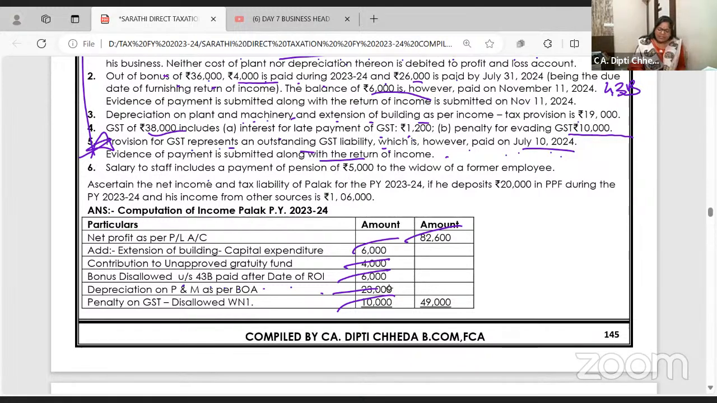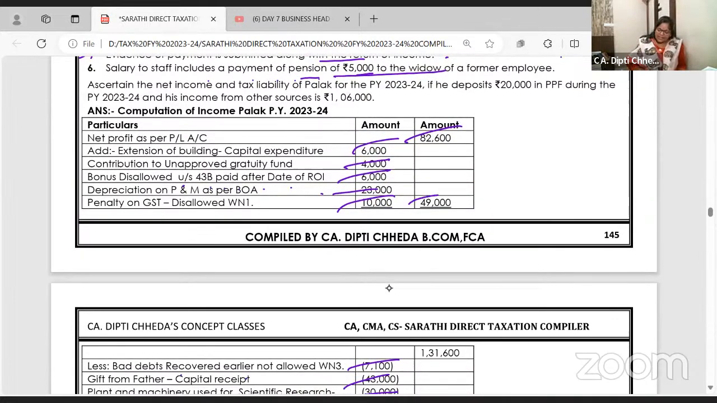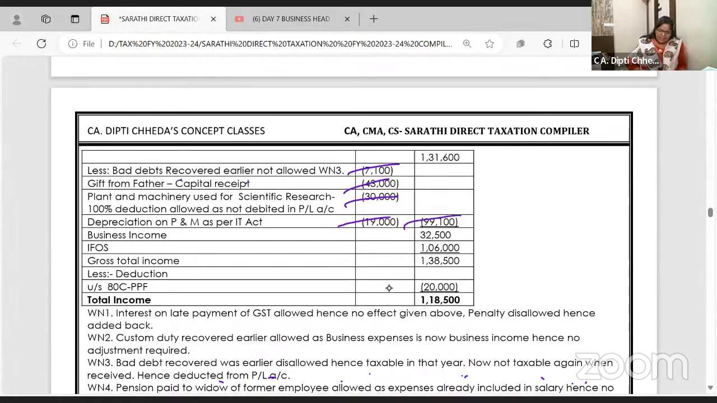Provision for GST is outstanding, but it was paid in July. Allowed. Salary to staff includes pension paid. Allowed. To our former employee who is deceased and to his wife, if we are paying pension as an employee, it's an expense for me. Whether I pay pension to the employee or to his family member, it's an expense, it is allowed. So all adds are clear, all less are clear.